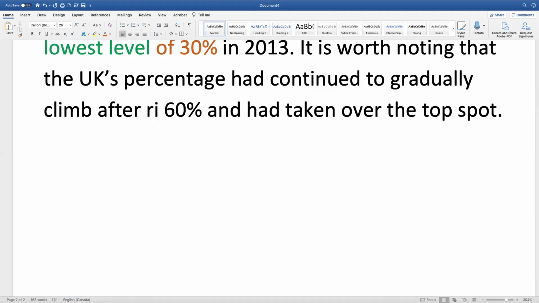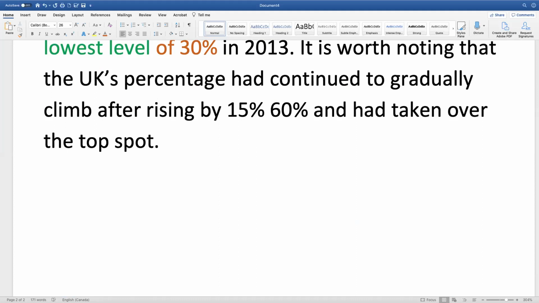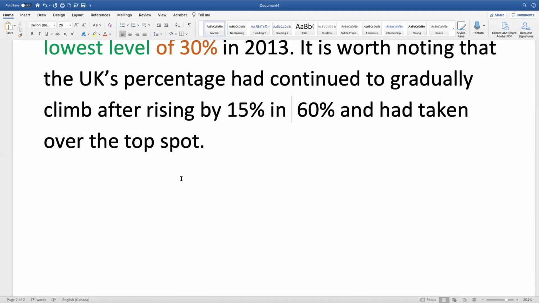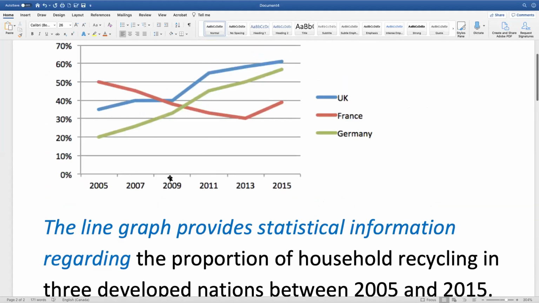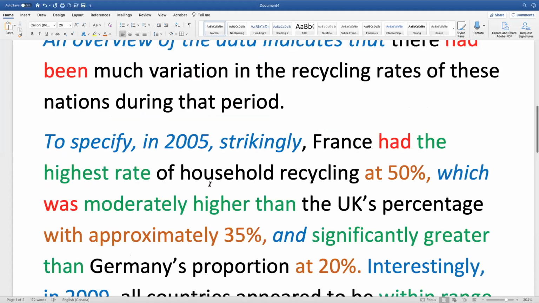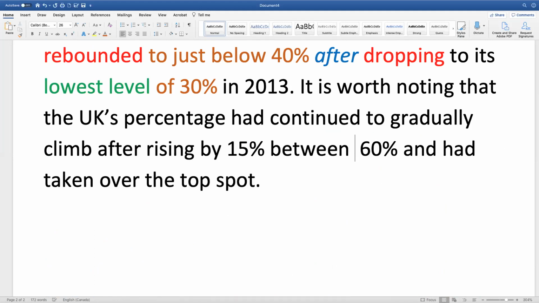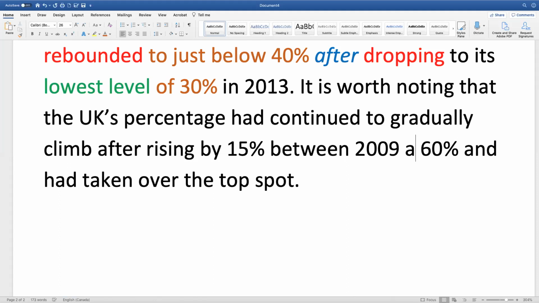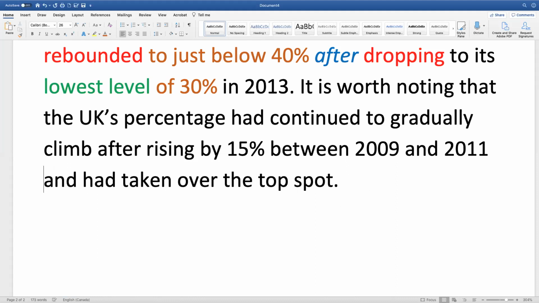After rising by 15%. Between 2009 and 2011. And had taken over the top spot. And then I'll put here just over 60%.